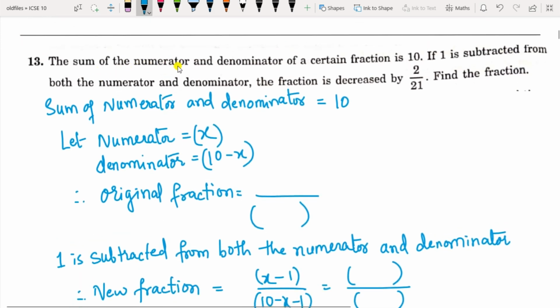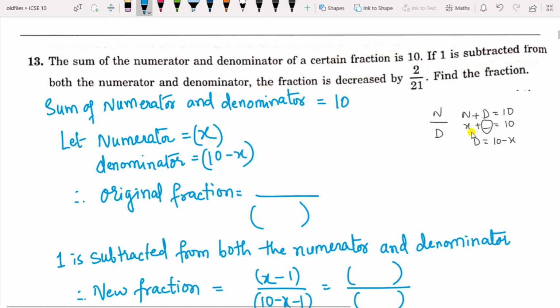The sum of the numerator and denominator of a certain fraction is 10. If 1 is subtracted from both the numerator and the denominator, the fraction is decreased by 2 by 21. Find the fraction. So this is the fraction, that is numerator upon denominator. Sum of the numerator and denominator is equal to 10. So if we consider numerator as x, then denominator will be 10 minus x. So that's what you have to write. Let numerator be x, denominator is 10 minus x here.